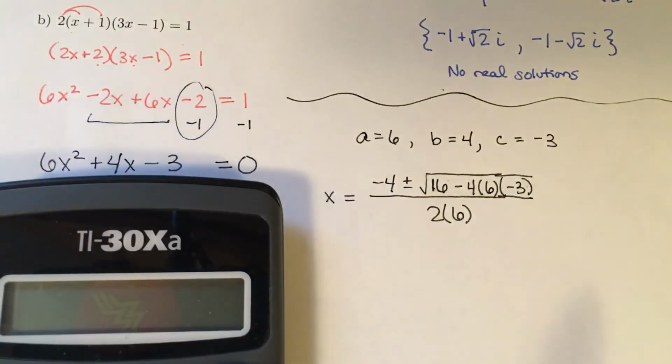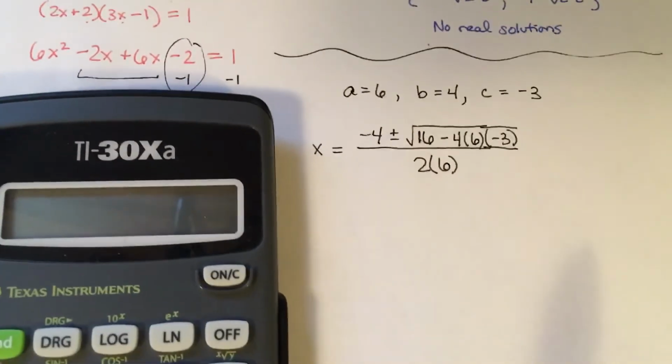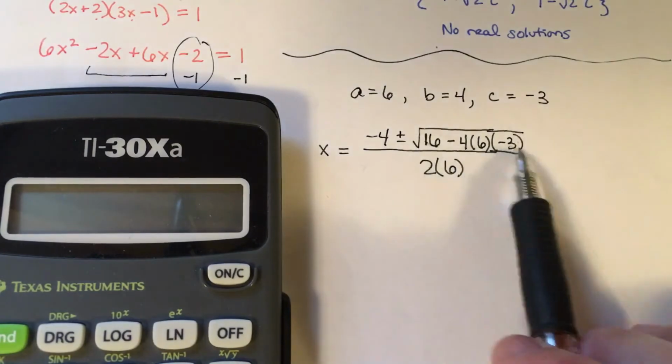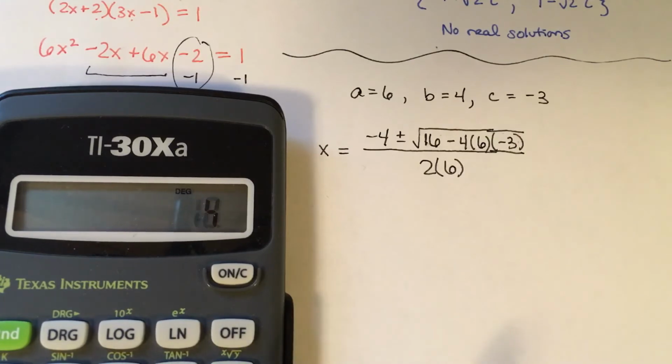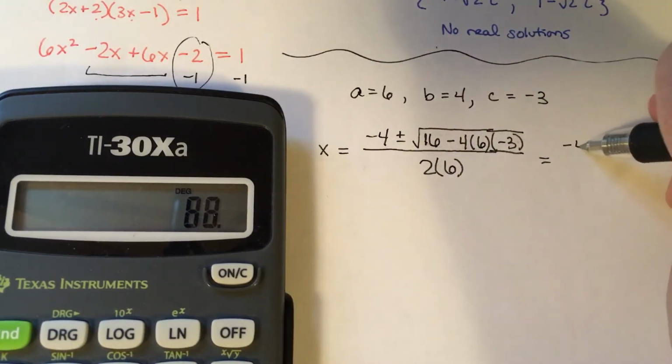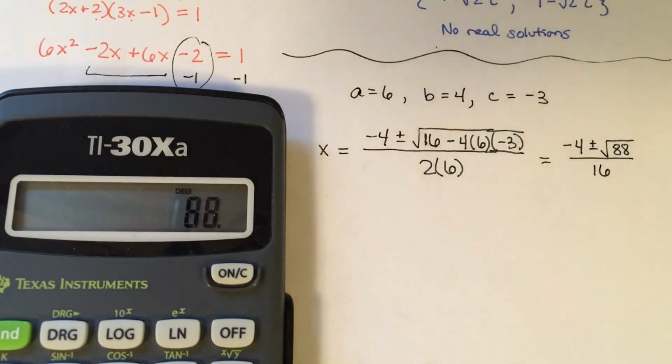But I'm going to use my calculator just to double check, make sure I'm doing it right. So I'm just doing what's inside the square root. Let's clear that out. 16 minus 4 times 6 times 3, make it negative, equals. So what I get from this is -4 plus or minus the square root of 88 all over 16.